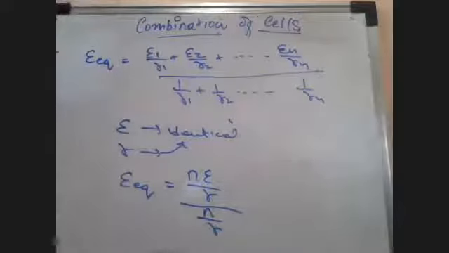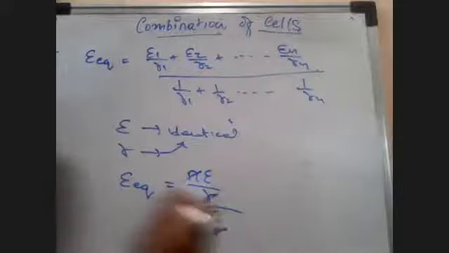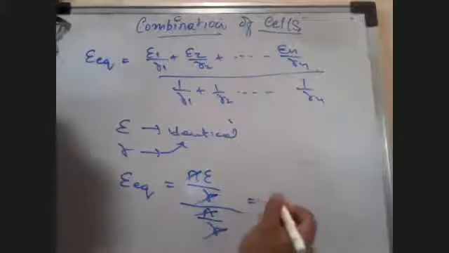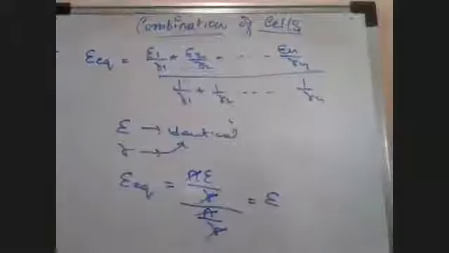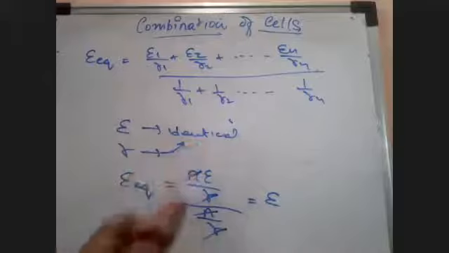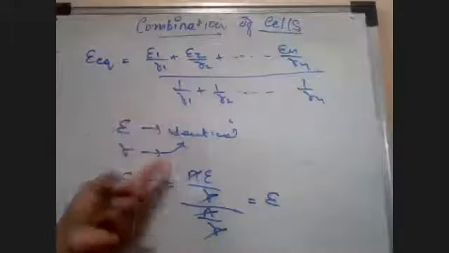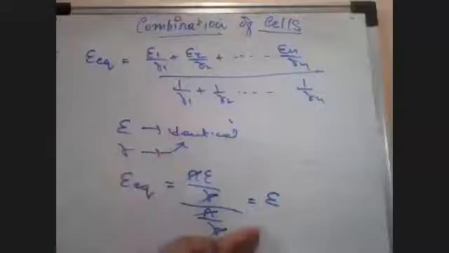In this case, you can see n gets cancelled, R gets cancelled. What is the end result? Your epsilon equivalent is basically equal to epsilon. This is only in case of identical cells. I have written here the condition. Don't mistake me. If it is not identical, this is the equation. If it is identical, this is the solution.